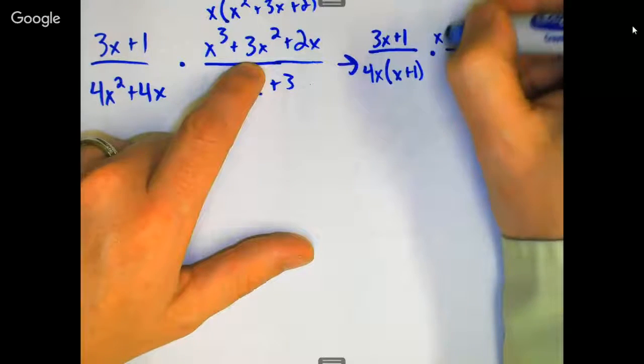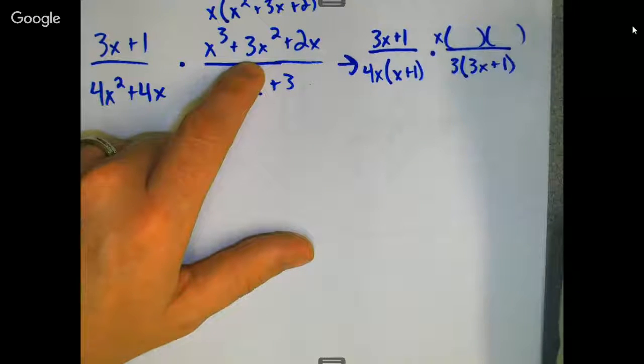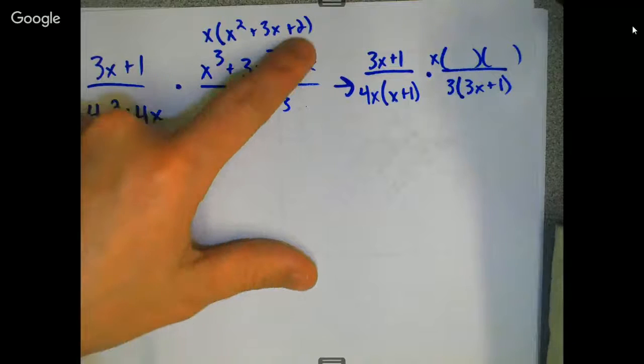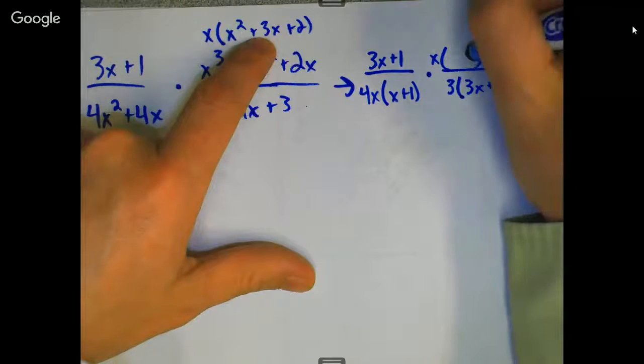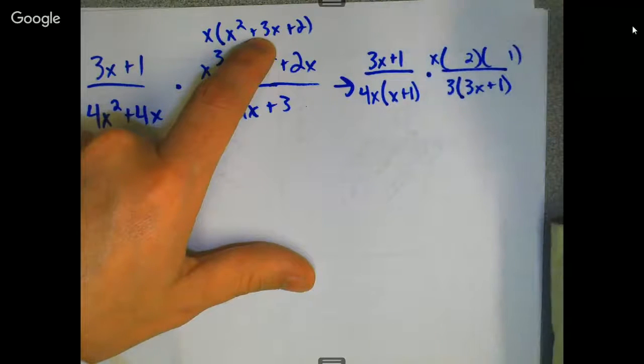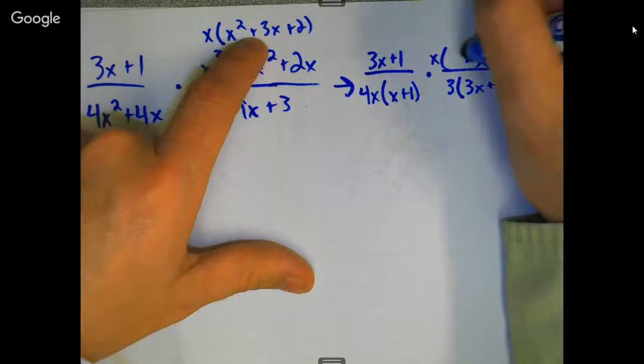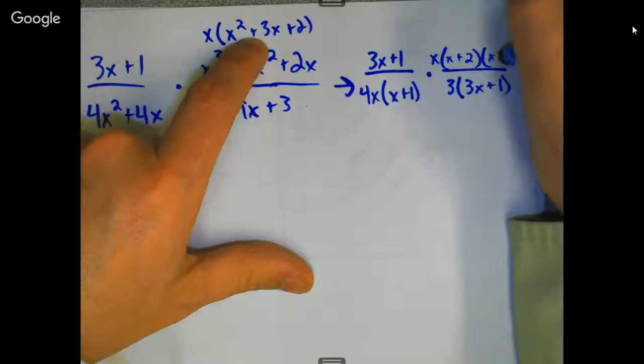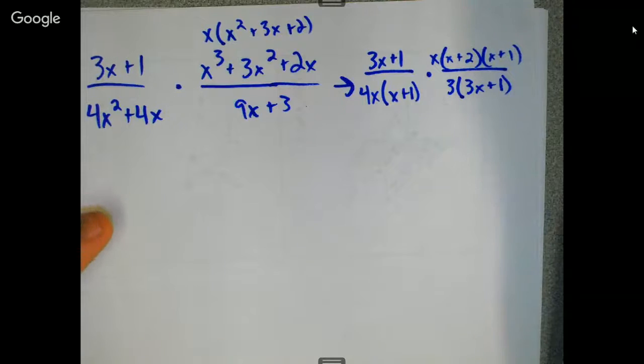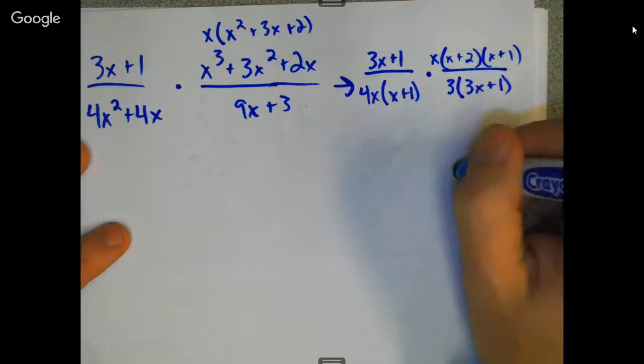So x, set up our parentheses. I need factors of 2 that add to 3. That's 2 and 1. Okay, the signs are the same, they're both positive. Okay, and we are all factored out. We will restrict the domain.